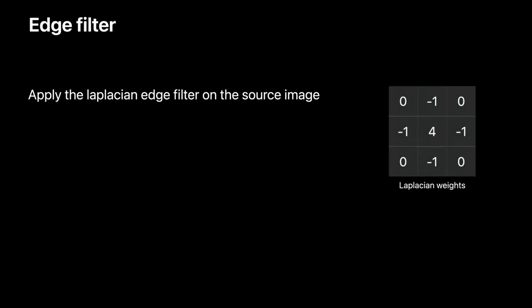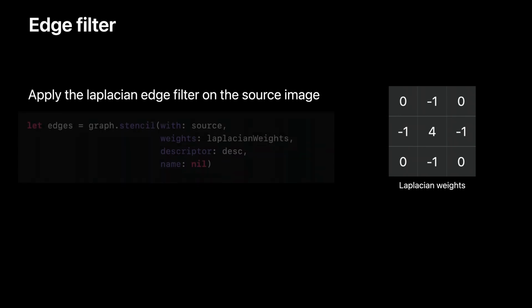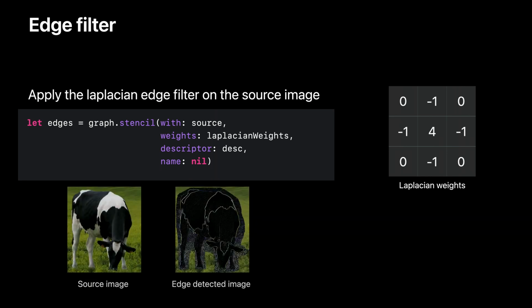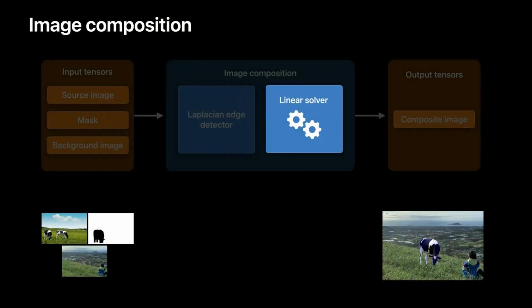Implementing the Laplacian edge filter involves a windowed reduction over the source image with a set of weights. The stencil operator is used to implement this as shown. Using this operator, we're able to see the edges of the source object. The edges computed here will be used as the input to the linear solver.